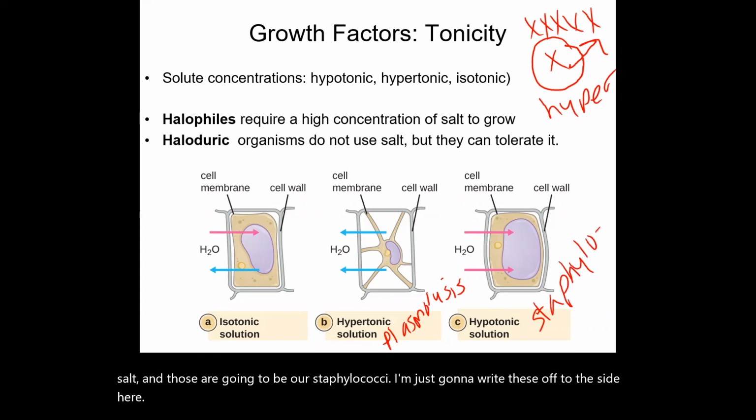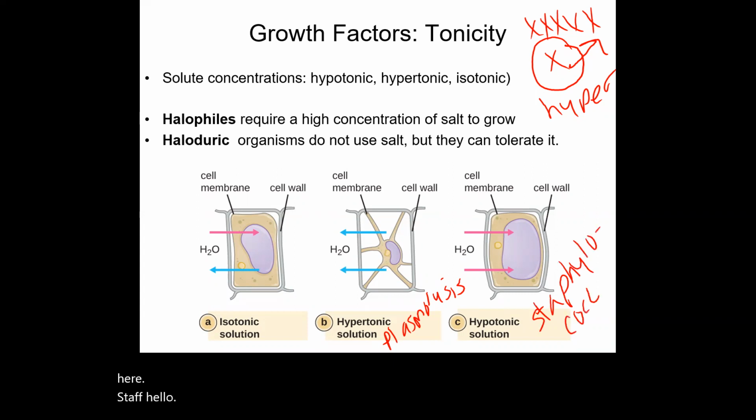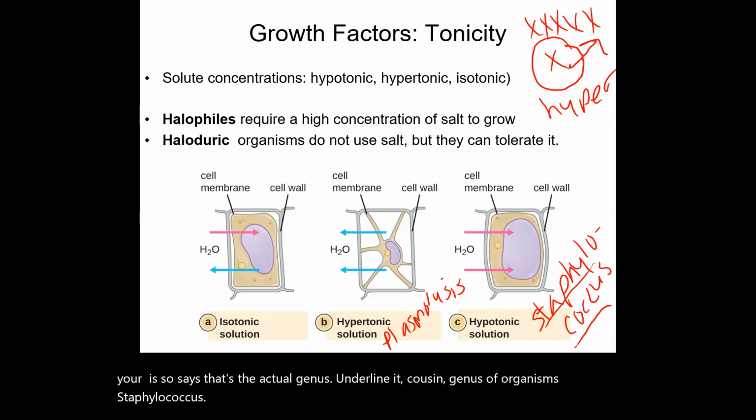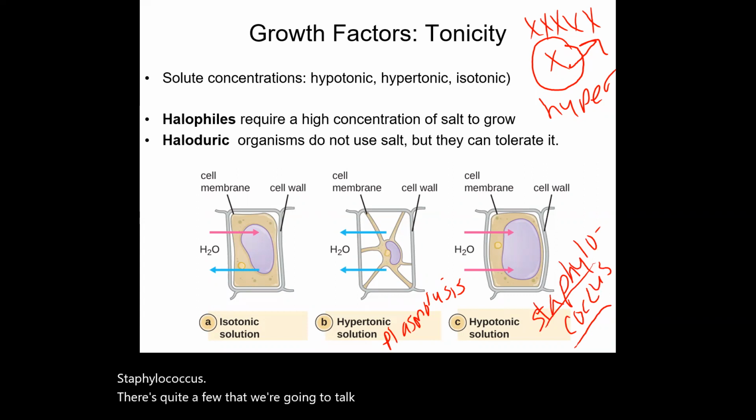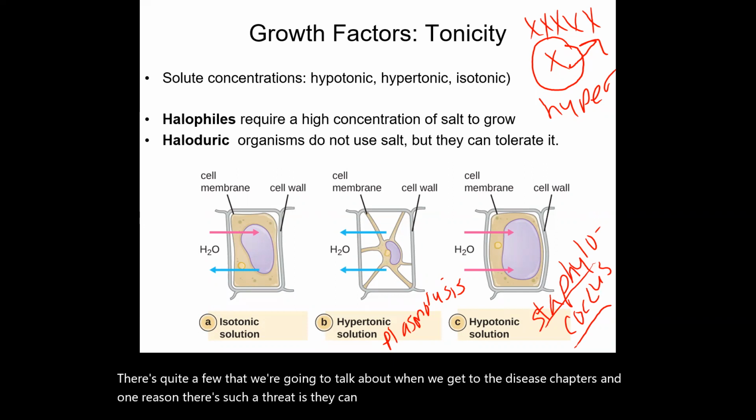Staphylococci, or coccus, I'll say, because that's the actual genus. I'm going to underline it because that's the genus of organisms, Staphylococcus. And there's quite a few that we're going to talk about when we get to the disease chapters. And one reason they're such a threat is they can live on the surface of our skin where it is dry and salty, right? Because we sweat.